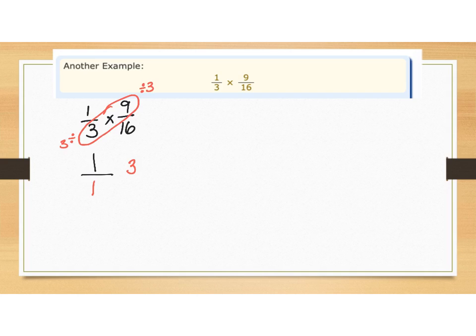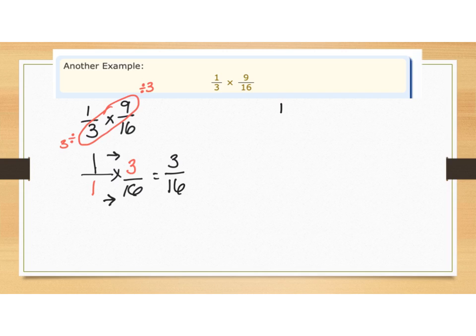Now you can rewrite your problem and continue your multiplication straight across. Multiply the numerator times the numerator. 1 times 3, which is 3. Multiply the denominator by the denominator. 1 times 16, which is 16. 3/16 would be the answer.